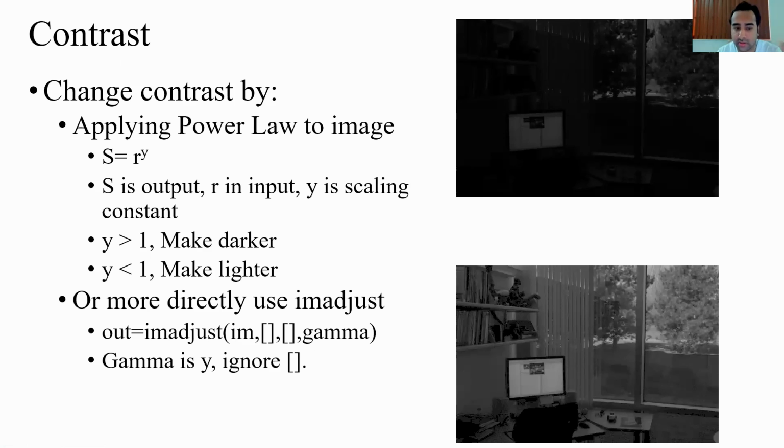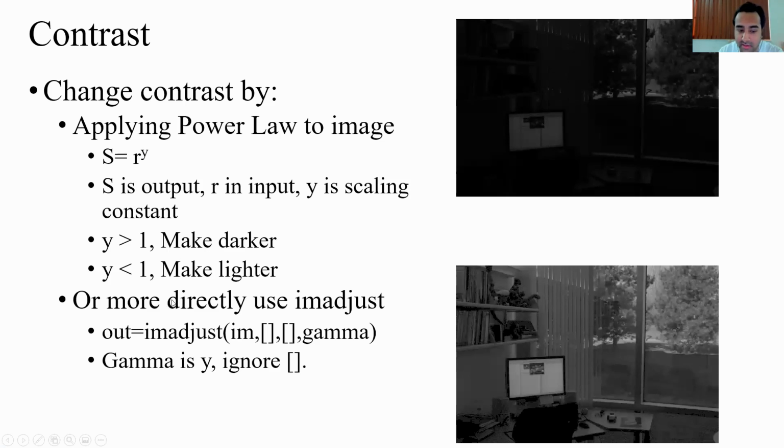How you adjust the contrast, though, the way that you can do it is twofold. One, you can use the power law on the image. If S is the output image, R is your input image, Y is the scaling. So you would just raise your image matrix to a value of Y, and if Y is greater than 1, it makes the image darker. If Y is less than 1, it will make the image lighter.